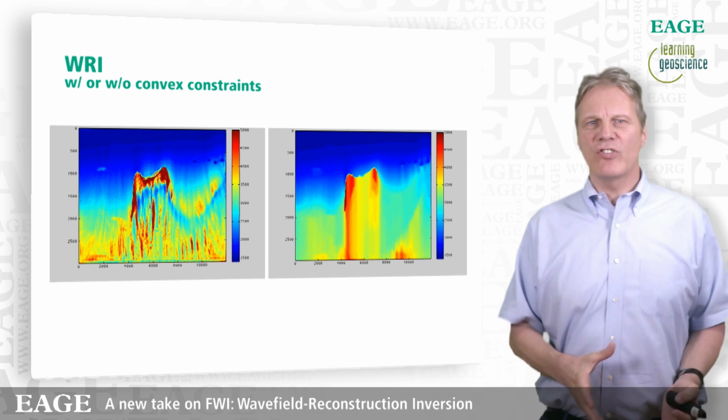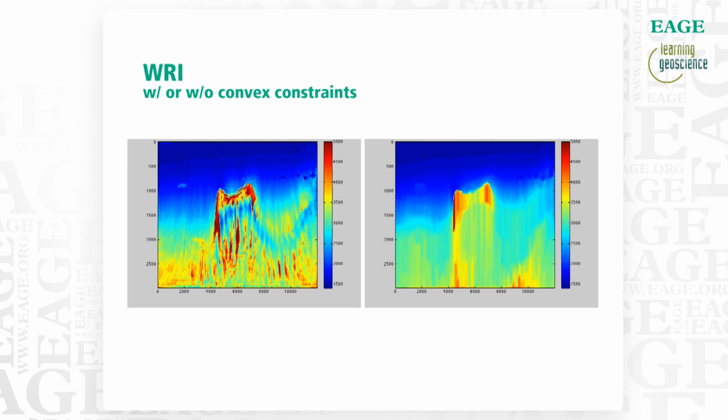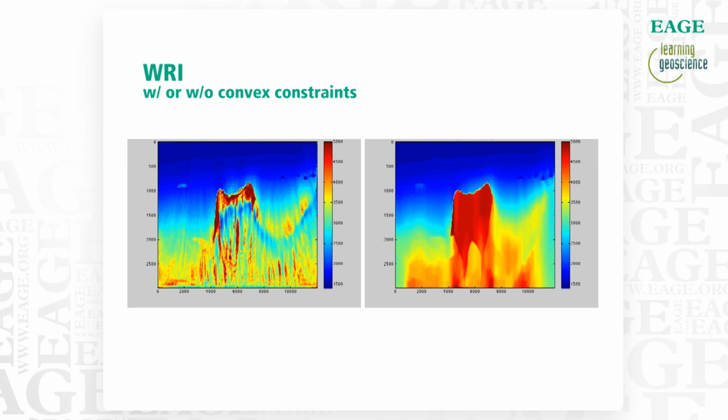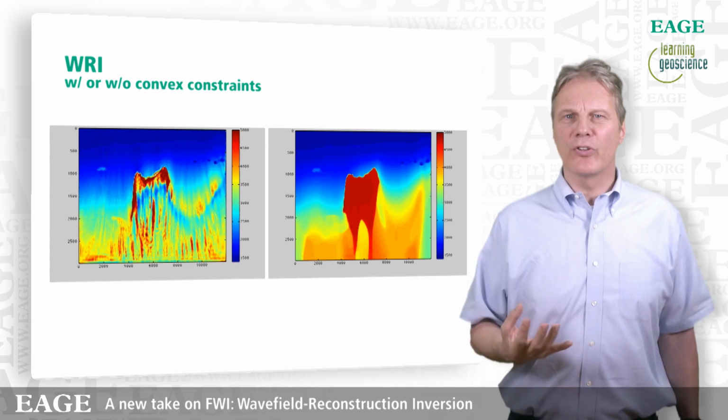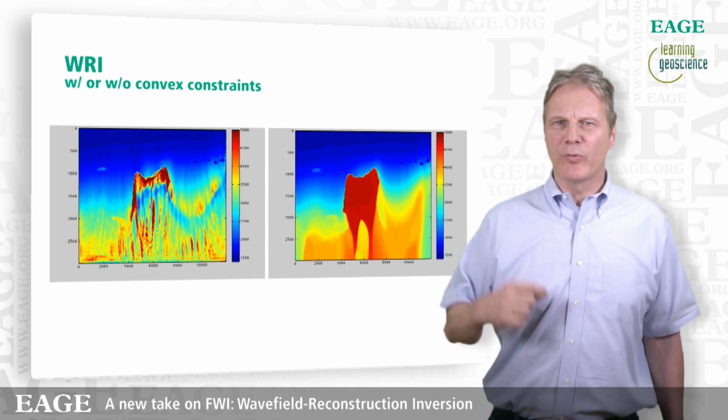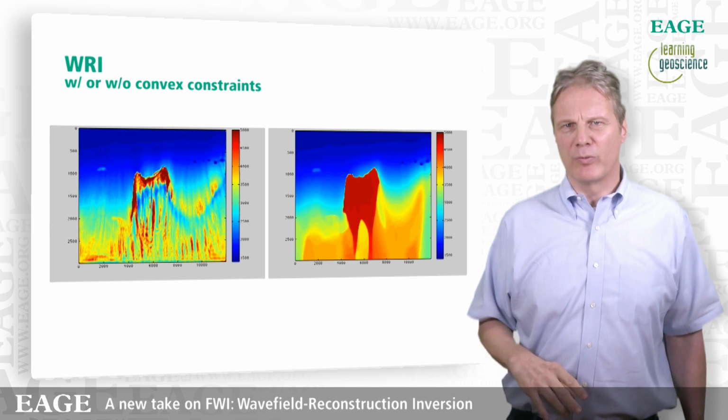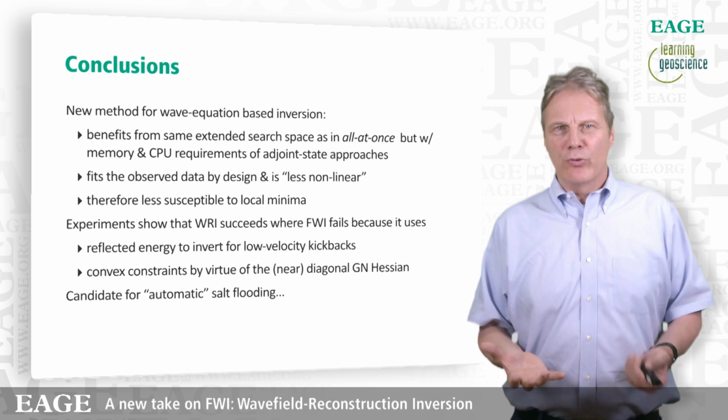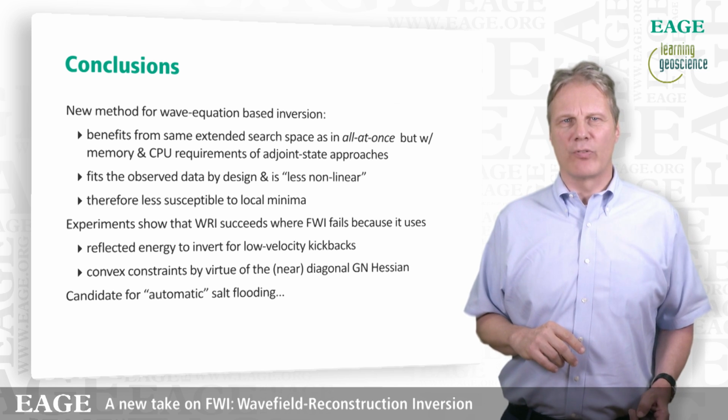On the left, it's the conventional WI for this starting model, which basically gets stuck in a local minimum immediately, whereas on the right, these convex constraints make sure that the inversion keeps on making progress as it goes through the data 8 different times. 8 different times it will go over these different frequency sweeps, and you can see that it continues to update the model. The final result is super encouraging because it not only delineates the top of the salt very accurately, but also the bottom of the salt. So it's really something that you could construe as automatic salt flooding.